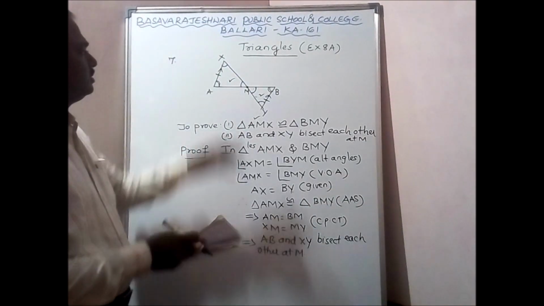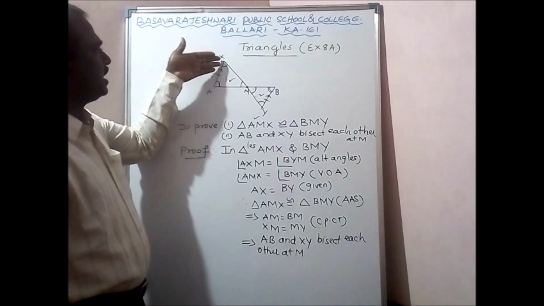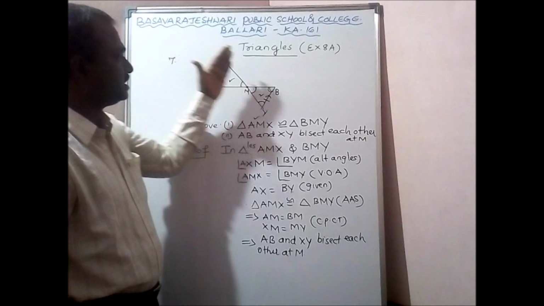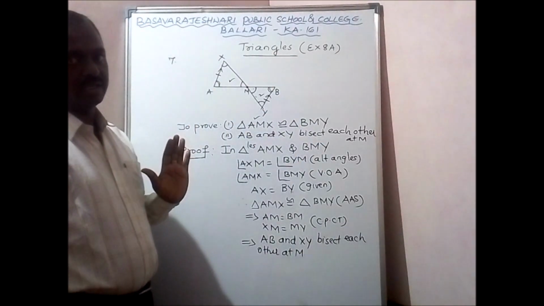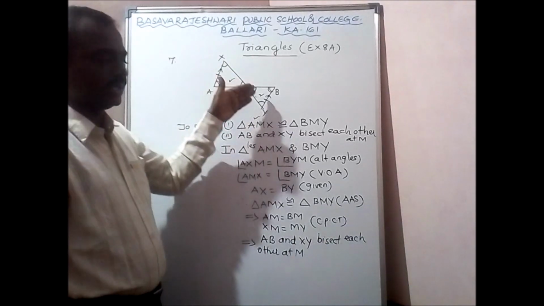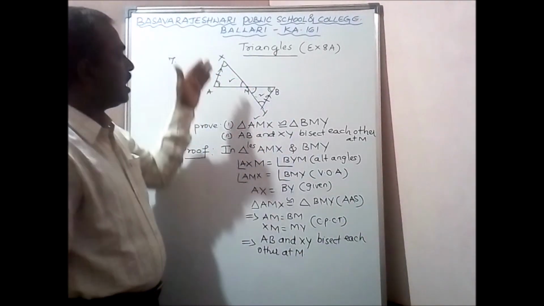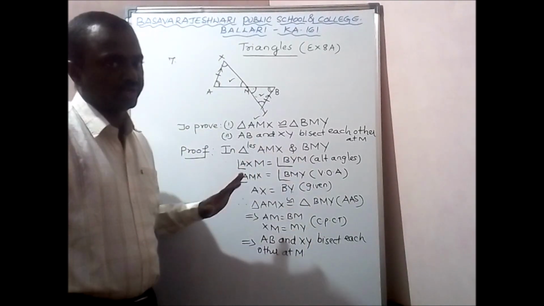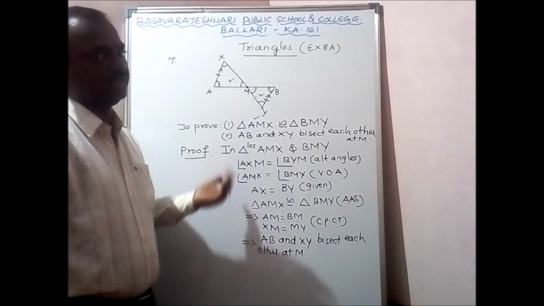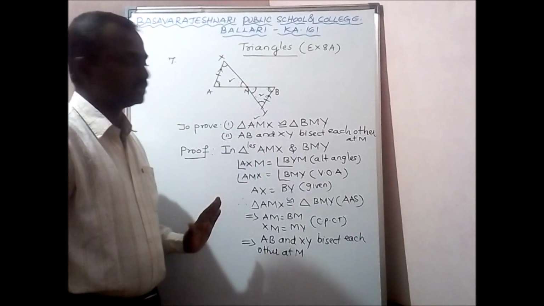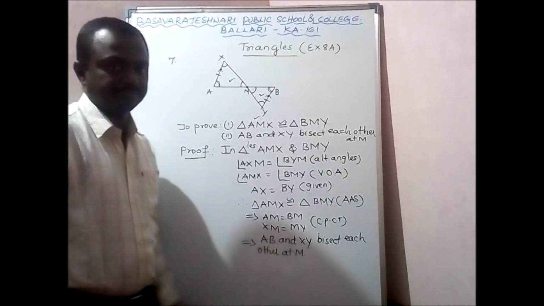So we can prove either using ASA also, because anyhow we have AX parallel to BY. So using the ASA axiom also we can prove the congruency of these two triangles, or the AAS axiom also we can prove the congruency of these two triangles. In any method we can prove the congruency of these two triangles. So note down this sum.